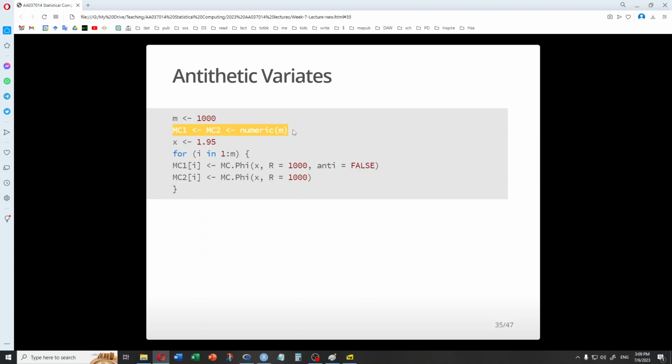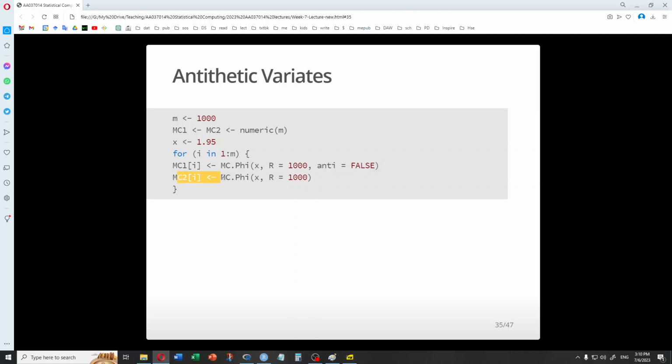So this one is just to create the empty vector. Both MC1 and MC2 will have 1,000 numbers. We want to evaluate the variance when x is equal to 1.95. So for i in 1 to m, which means for i in 1 to 1,000, MC1 is given by the MC of x, where x is 1.95, and we run it 1,000 times. The antithetic is false, so this one is the Monte Carlo estimate.